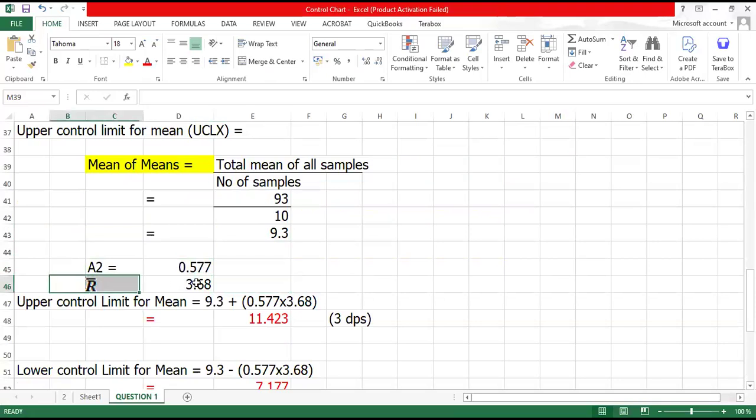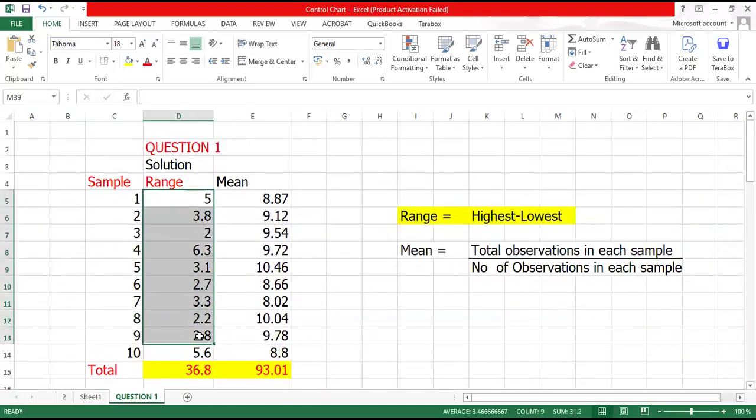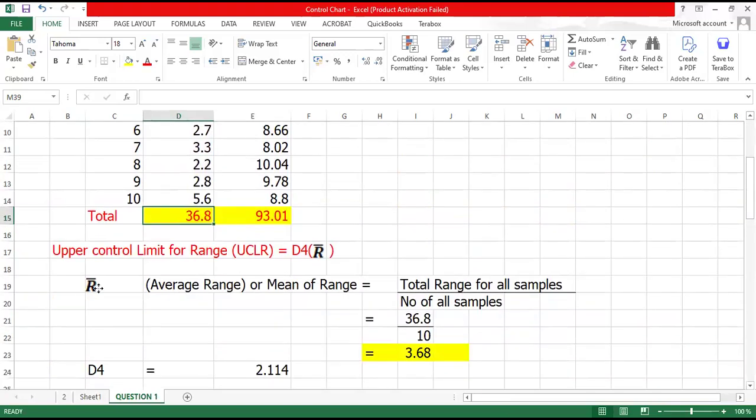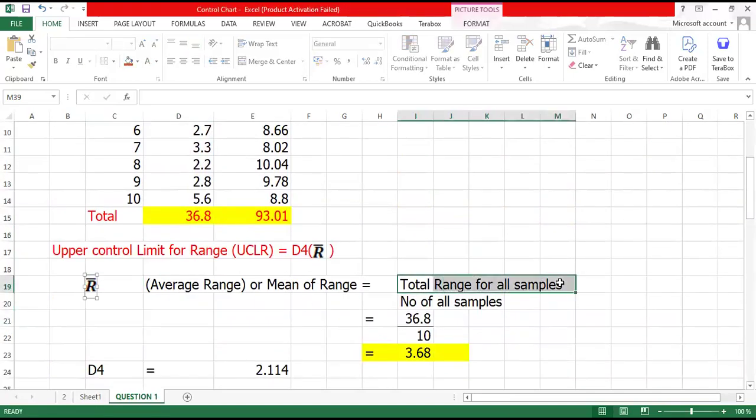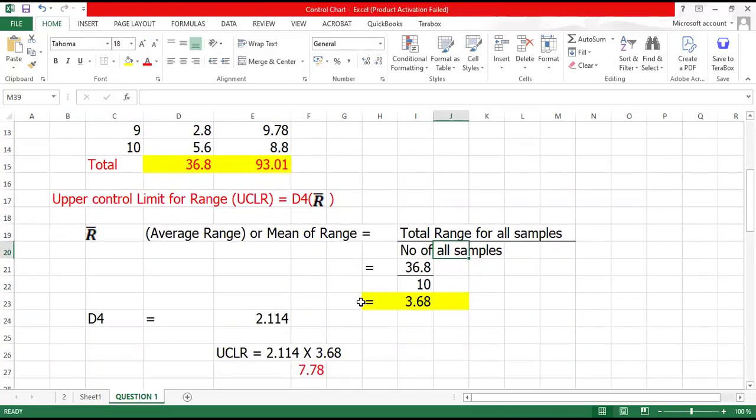Then average range, already we have the average range, so I don't need to compute it. From your range, you had your total range, then from there you computed the average range: total range for all samples divided by number of samples. So this is the average range, mean of range.